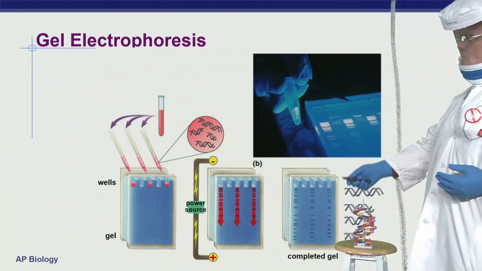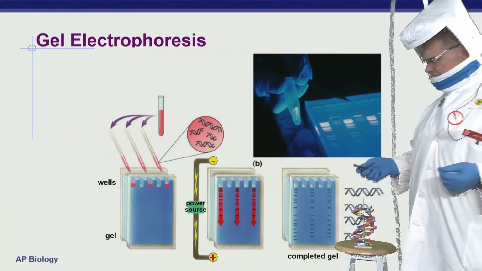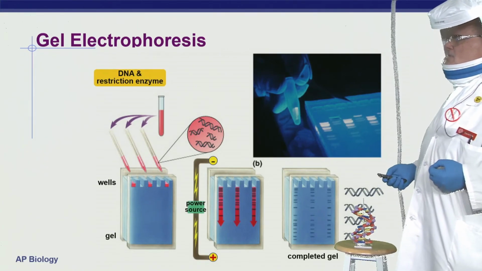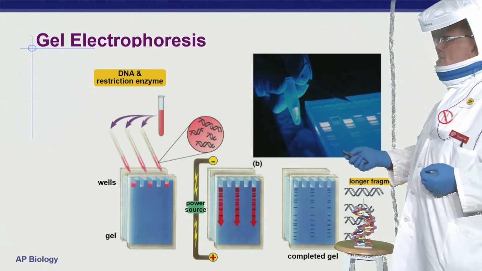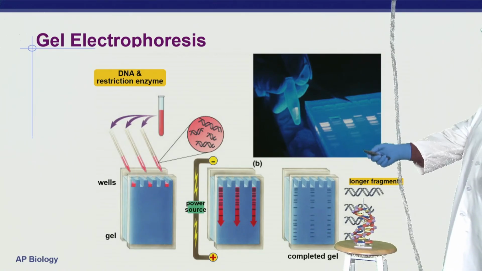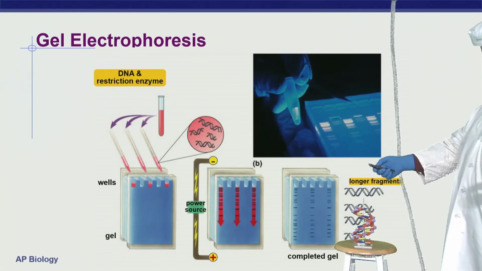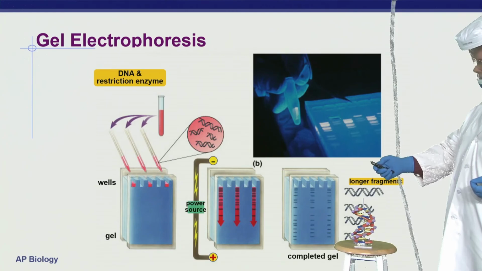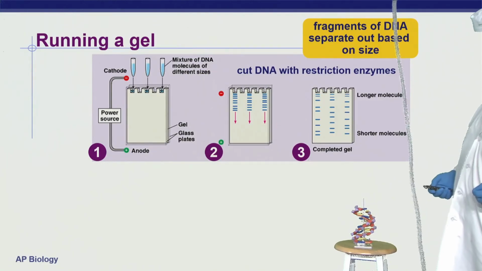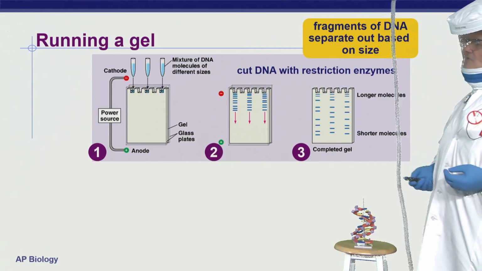And then you have your final gel. Now, the gel has to be stained in order for you to see the DNA. And again, it's showing that the longer fragments are going to have more weight to them, so they're not going to go as far. And that's referred to as running a gel.